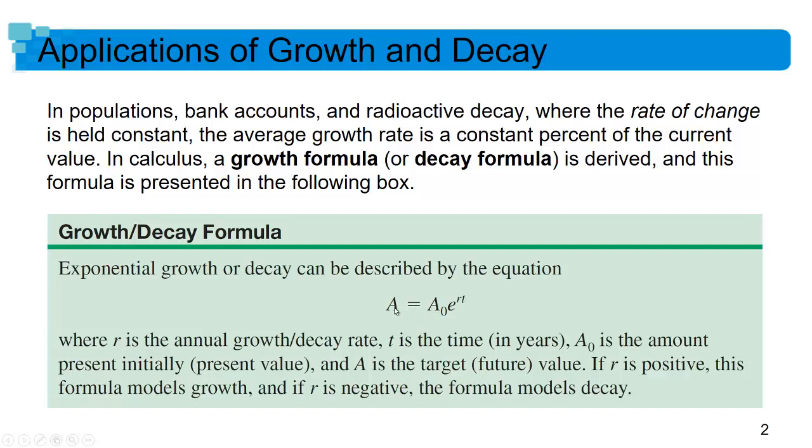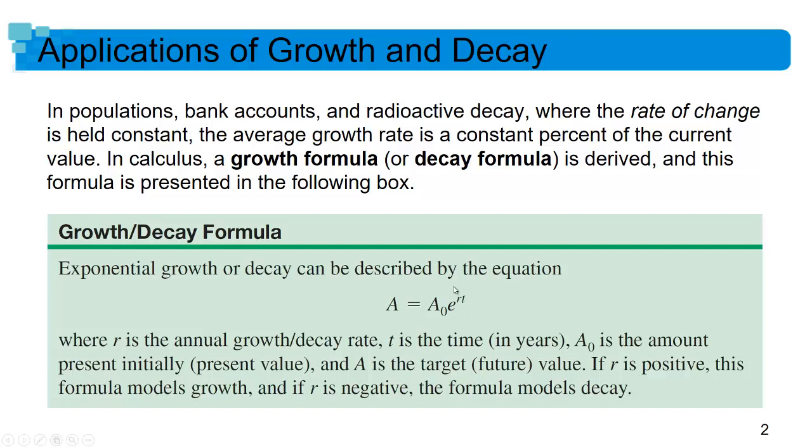A is always the future value. It's how much you have after a certain amount of time has passed. A sub 0 is the initial value. Anytime you see a variable sub 0, that always means the initial of whatever that is. So this is the initial amount, and this is the future amount. e is that special irrational number, 2.71, and so on. It's like pi, where the decimal goes on forever, it never repeats, doesn't have a pattern.